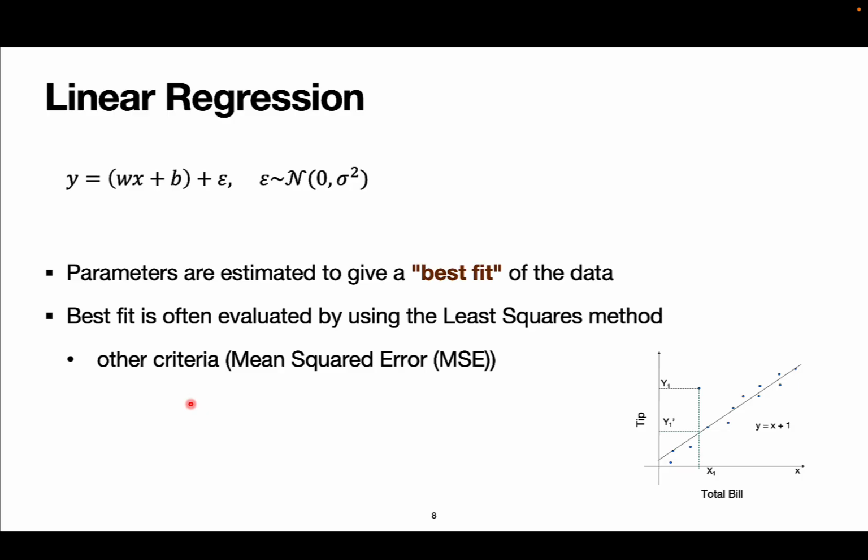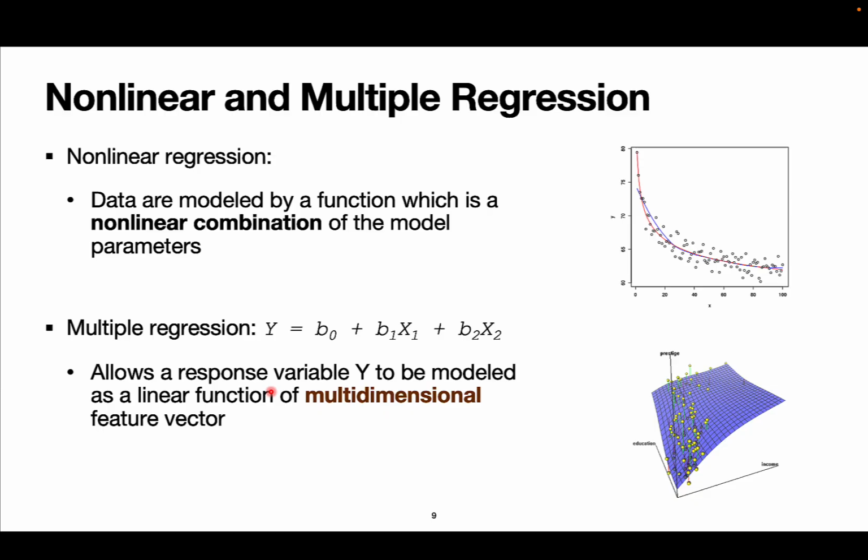And what goes under the hood in regression is finding the parameters that are going to give the best fit line given a criteria like least squares method or mean square error. Nonlinear regression is when the data are modeled by a function which is nonlinear, something like log linear. And multiple regression when the data is multidimensional. So the response variable y is modeled as a linear function of a multidimensional vector space.